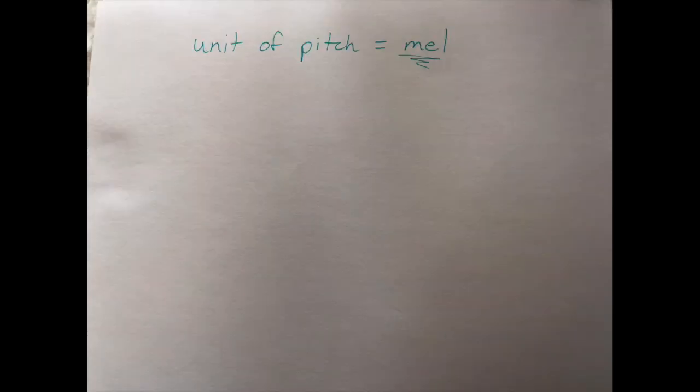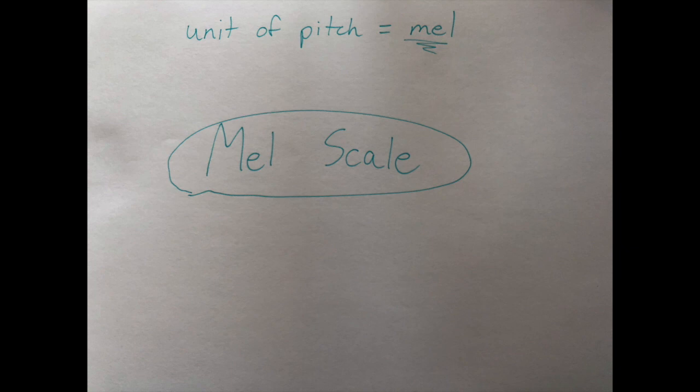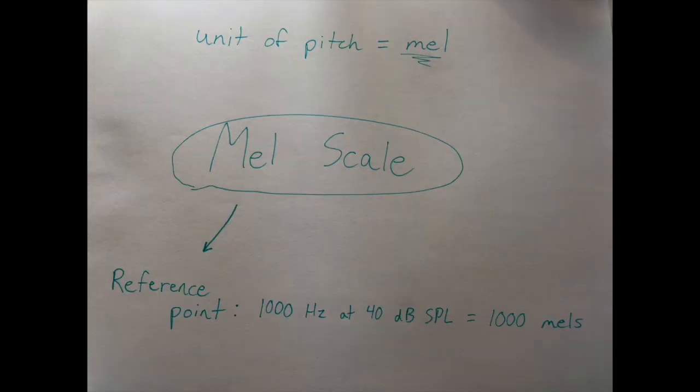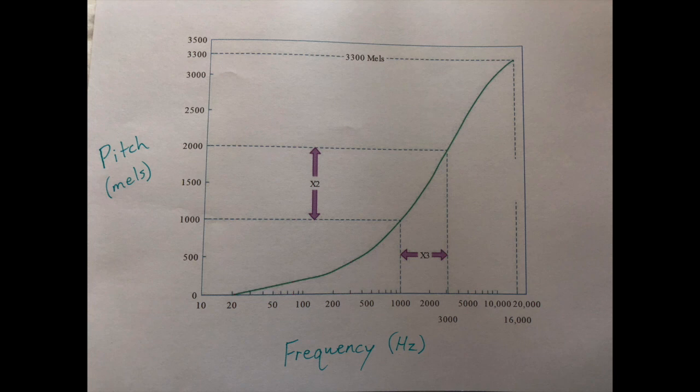The unit of pitch is called a mel, and we can examine the relationship between pitch and frequency on a mel scale. The mel scale uses a reference point of 1000 Hz at a particular volume, and this reference point is equal to 1000 mels. Here's a graph of one formula for a mel scale.